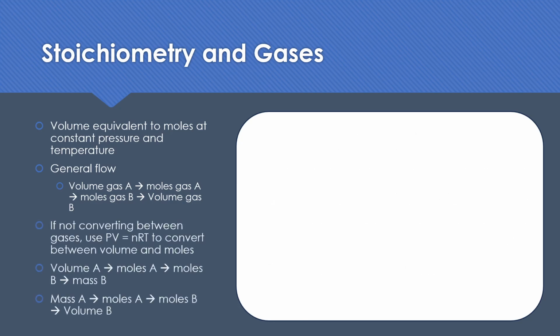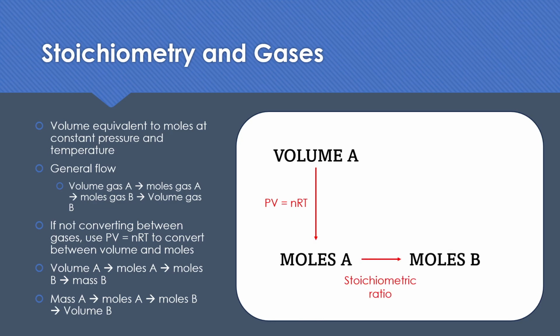All right, but more frequently, you're going to be using PV equals nRT to convert between volume and moles, and the flow will look something like this. You start with volume of A, convert using PV equals nRT to moles of A, stoichiometric ratio to moles of B, and then mass of B. And you can do this backwards too. You could do mass of A to moles of A, dividing by the molar mass, then moles of B by the stoichiometric ratio, and then volume of B, again using PV equals nRT.